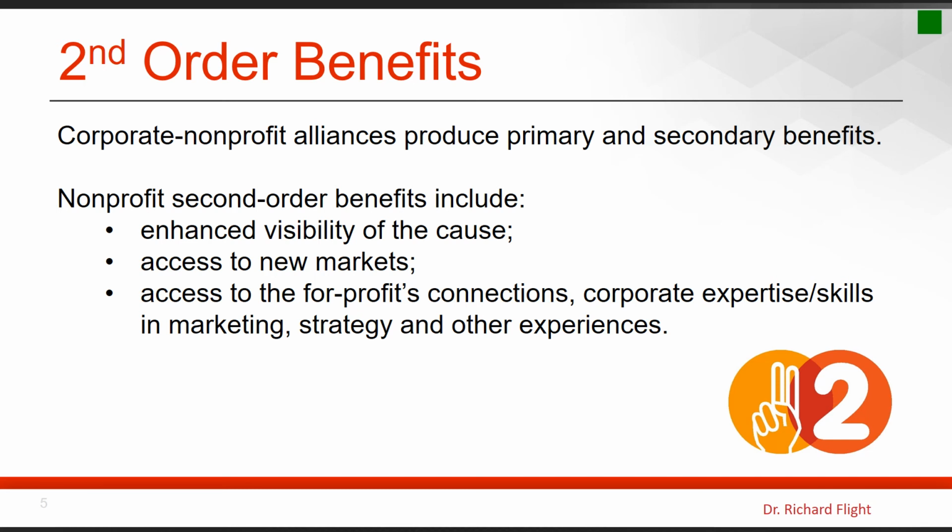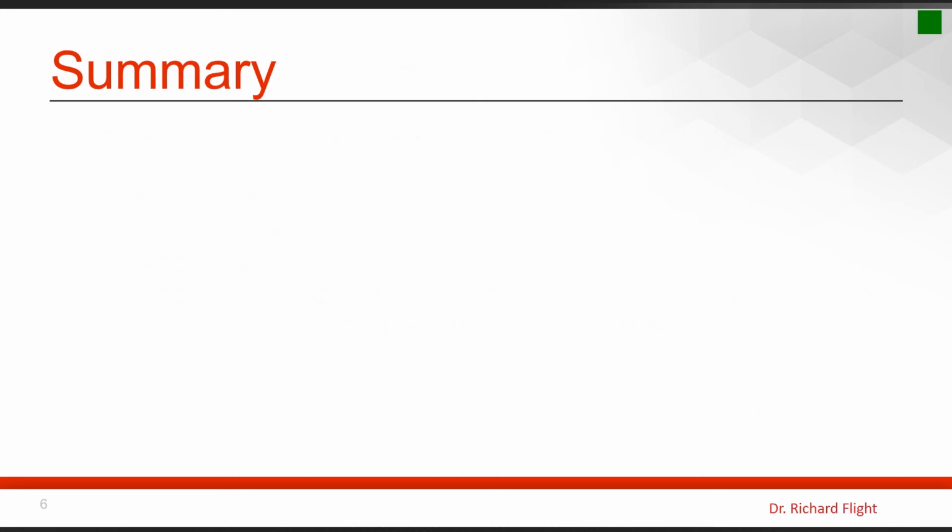And again, that's not a direct resource. That's not a first order resource, but it certainly leads to first order resources in a more efficient way. So second order benefits then contribute to, lead to, or help create first order benefits. All of these are essential or important to organizing the firm or organizing alliances between for-profits and nonprofits.